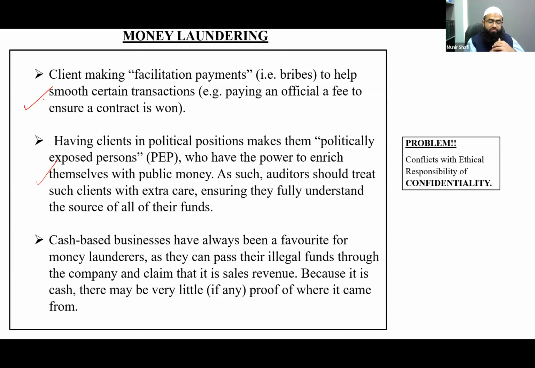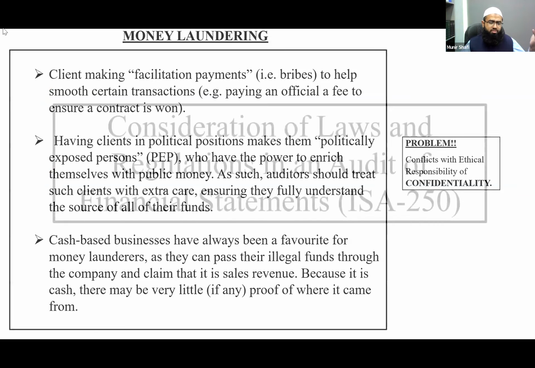Cash-based businesses have always been a favorite for money launderers. As I already told you, service-based businesses, cash-based businesses, they can easily claim the sale revenue, and when the next period arrives, they can reverse it back, or even claim fraudulent sale revenue, whereas it's not the real money. Cash-based businesses: from where did the cash come? I did a lot of sales today. This is not actually the case. The markets were closed today, but still we're saying that we have done a lot of sales today because no one is there to verify. Simple.